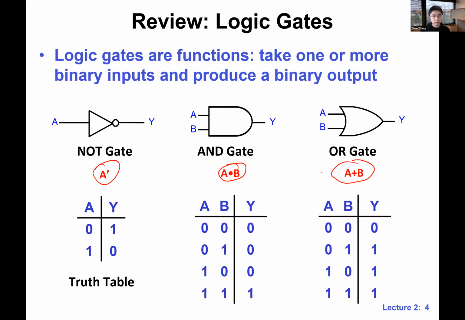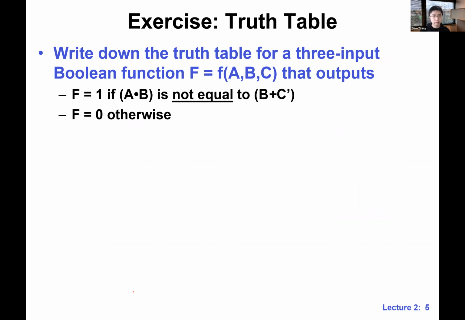Okay, and also we want to be able to precisely define this. The way to do this is to use the so-called truth table. This is where we have the input columns and output columns, and we enumerate all the possible input combinations. For 2 input functions, we have 4 rows. For 3 input functions, we have 8 rows. Just want to make sure that you are comfortable with the definition of these gates and also the truth table.